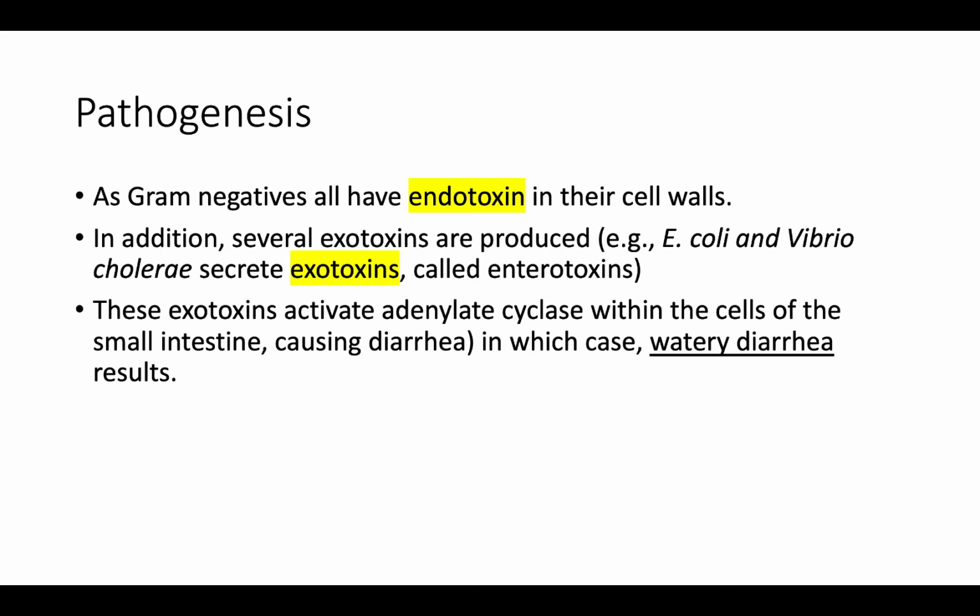Both of these exotoxins activate adenylate cyclase. This is the main mechanism. We talked about this, for example with pertussis, where you have the same kind of toxin effect in the respiratory tract. So this is the same mechanism. In this way, a lot of adenylate cyclase will activate the cells, which will transmit a lot of their intracellular water into the lumen, and this will cause watery diarrhea.